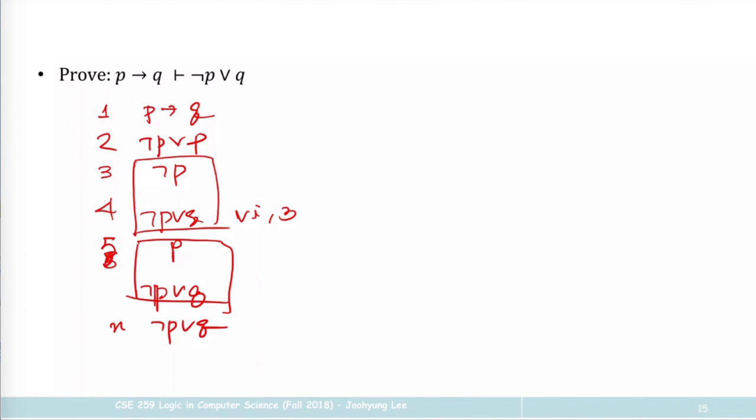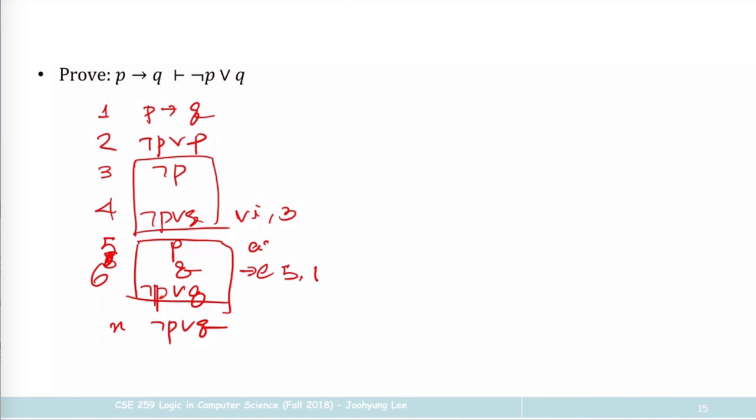So I assume P. I also know line 1 and 2. From these, how can we derive not P or Q? You derive Q. You can derive Q because from line 5 and line 1, that allows me to derive Q. So this is implication elimination from line 5 and 1.